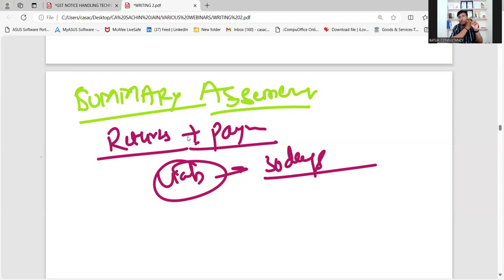Total 4 situations. First, scrutiny of returns. Second, assessment of unregistered person, assessment of non-return filers, and summary assessment.